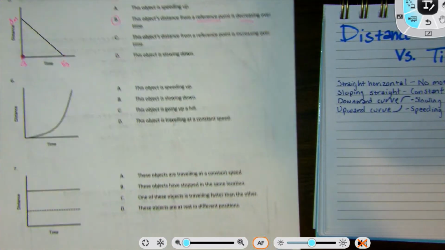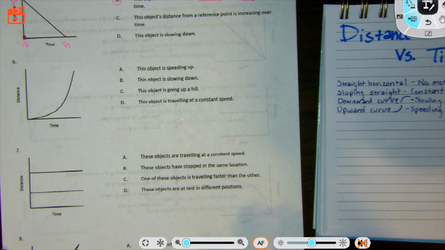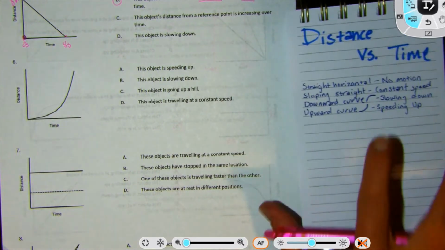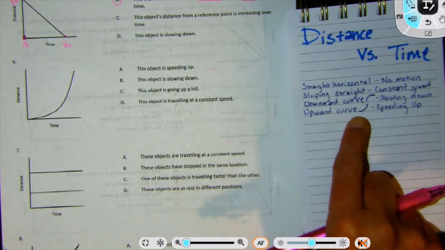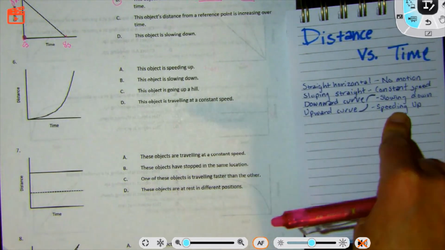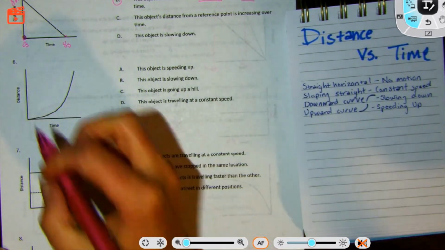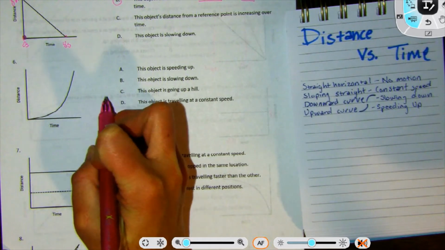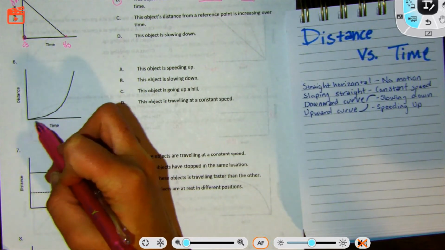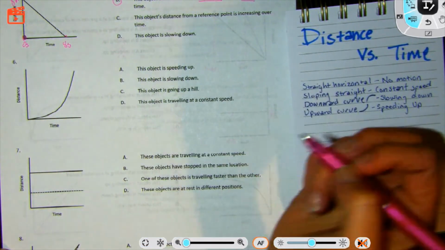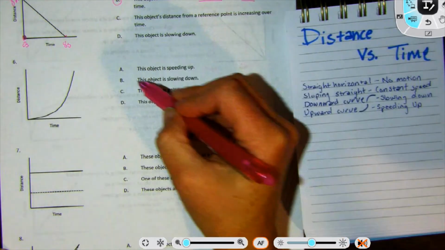Number 6. Now we have this different curve, an upward curve. That means it's going to be speeding up, right? Our other curve went boom, like that. This curve goes boom, up. So we know speeding up. So boom, object is speeding up.